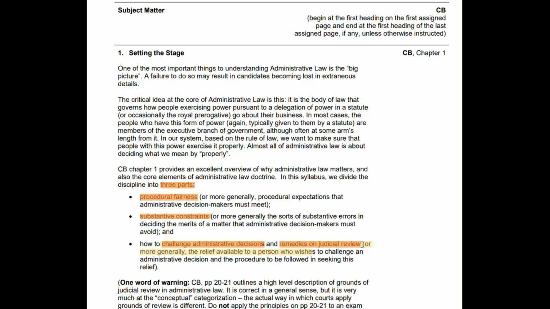Now, next, we will begin with the first broad area, that is procedural fairness or procedural expectations.